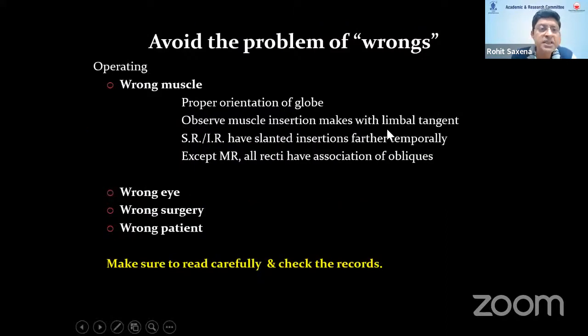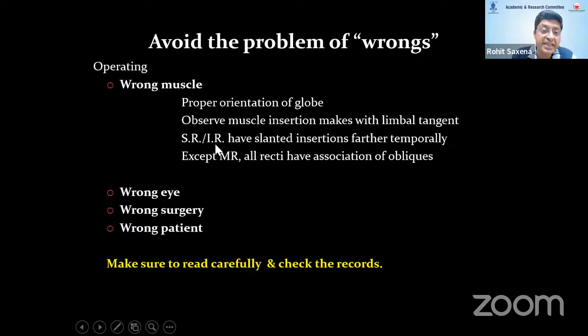Avoid the problem of wrong muscle. Remember, orientation of the globe is very important. It gets distorted, particularly in fornix incisions. I've had a couple of times, the SR pointing out that the muscle looks a little odd and it's probably the wrong muscle that they have hooked.